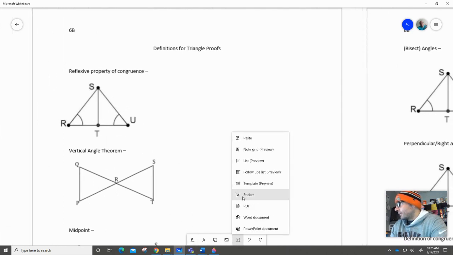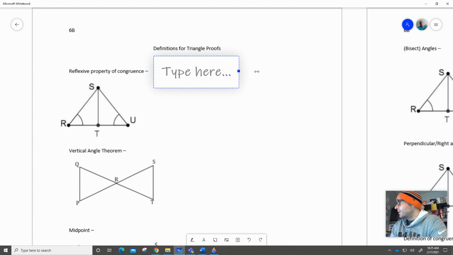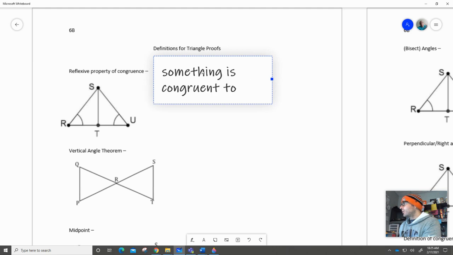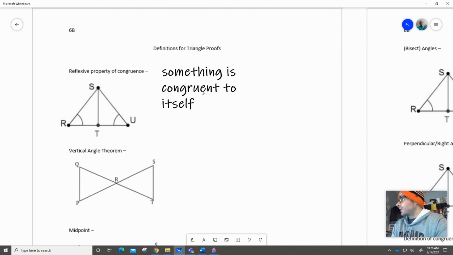Here we go. I'm going to write some of the stuff in just to try to keep it clean. So the first thing, the reflexive property of congruence. The reflexive property just says that something is congruent to itself. That's pretty self-explanatory. So the reflexive property of congruence is just something being congruent to itself.